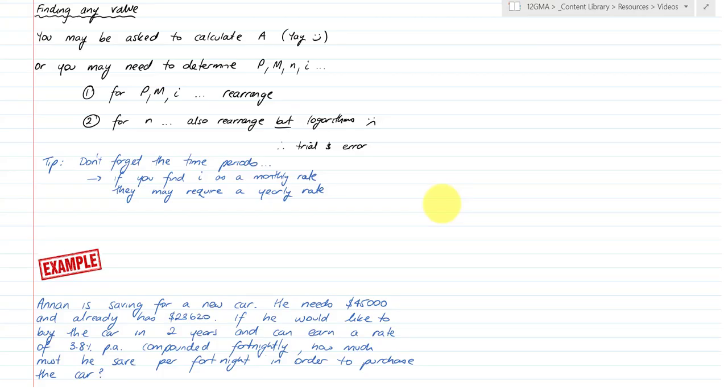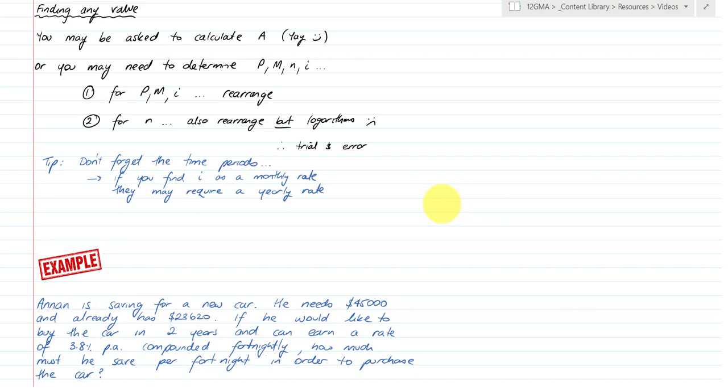Hi and welcome to video 6 on the annuities topic, and this is from Unit 4 Topic 1 of the General Maths curriculum. So we've just talked about formulas in the previous video, and there's a few of them, but there are 5 main variables in this case.